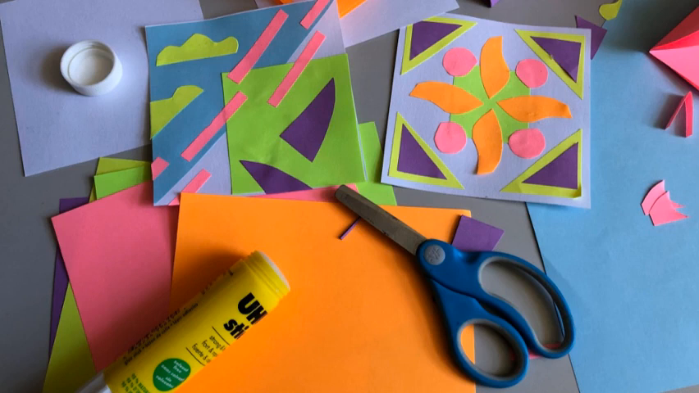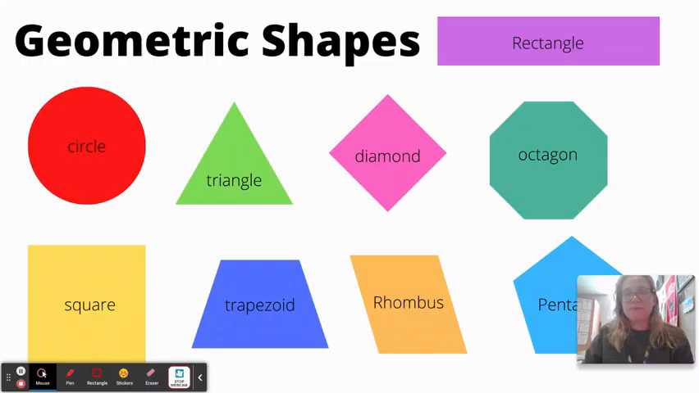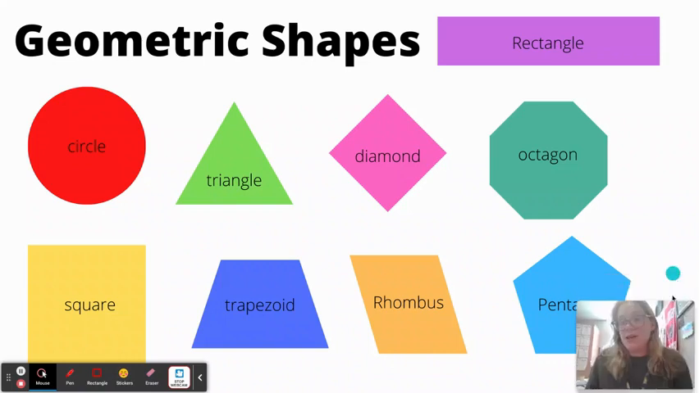Today, we're going to be learning about shapes and how to use shapes to create pictures. So, first thing we need to do is learn our shapes. We have geometric shapes, which are the shapes we all already know. They have names. They are things like circle, triangle, rectangle, diamond, octagon, square, trapezoid, rhombus, and pentagon.